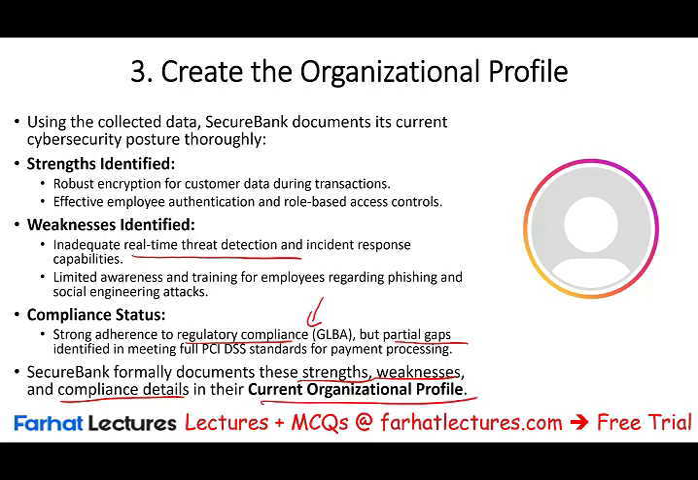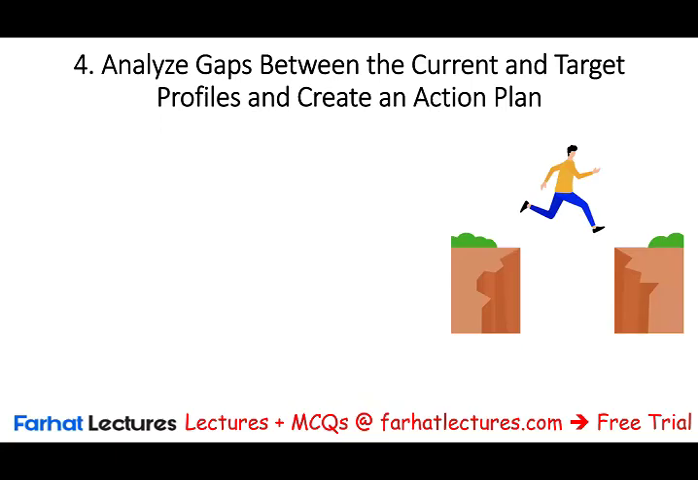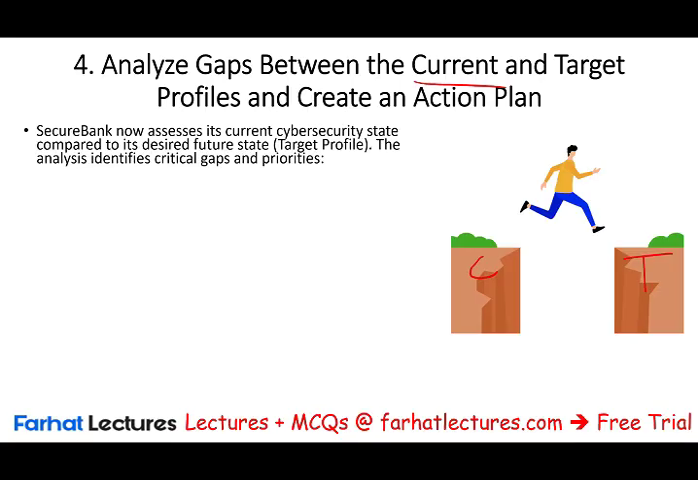Remember, we have a current one, and we want to get to the next one. The next one is the target. So we analyze the gap between the current and the target profile, and we create an action plan. We want to go from the current to the target, and we have to jump and fill in that gap.